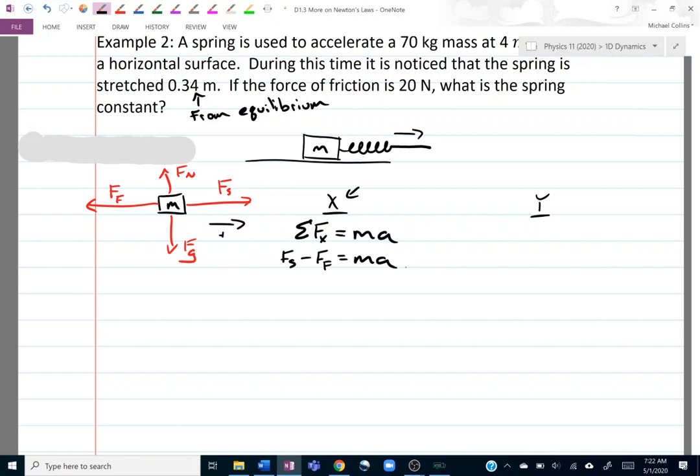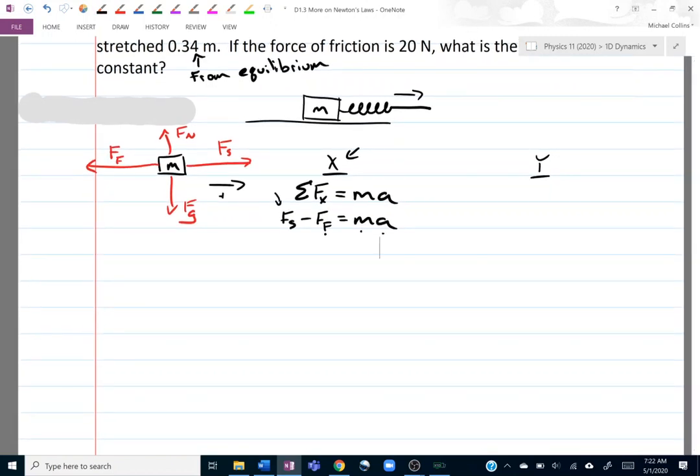But there's no real point in investing a lot of time and energy until I know I can find the answer. And right now, I don't know what Fs is. I do know what FF is, I do know what M is, and I do know what A is, so I might as well just commit to this one. I know from my formula sheet that the force of spring is equal to Kx, that's Hooke's law, so I can substitute that value in.